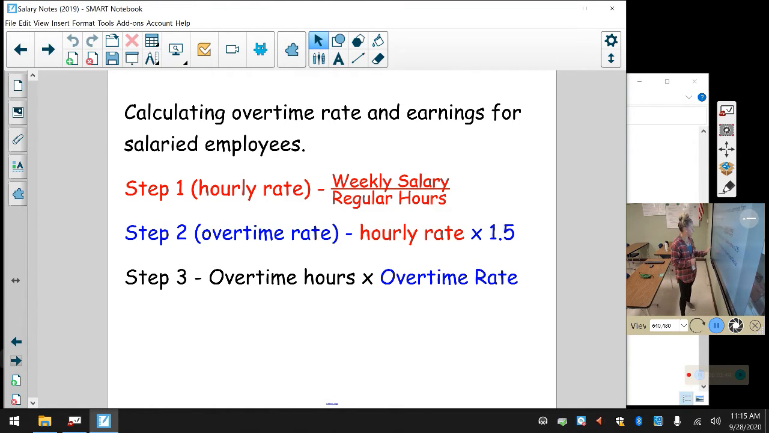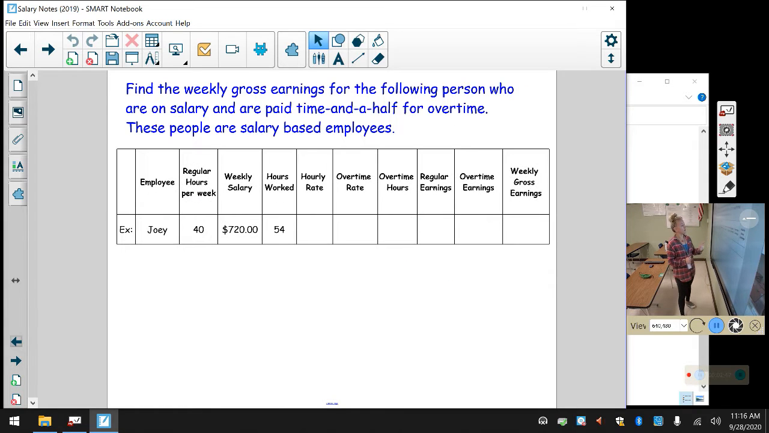So let's do two examples. All right, find the weekly gross earnings for the following people who are on salary and are paid time and a half for overtime. These people are salary-based employees. So this is Joey. The regular hours he works per week is supposed to be 40 hours, and he gets $720 for working those 40 hours. However, if Joey works overtime, he gets paid for all the hours of overtime. So how do we calculate that? Well, let's look at our instructions.